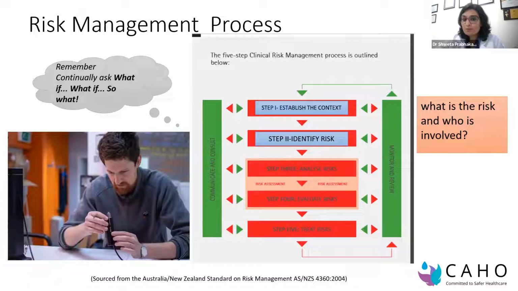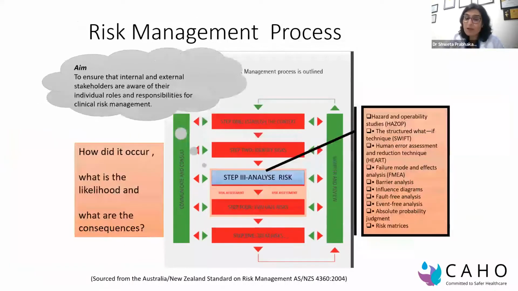So it's a 5-step process, very basic, but you have to establish the context: what are you doing, in what context you are identifying the risk, then identify the risk. It's very important that you keep on asking what if and what if. That would lead to your identification of various risk factors and who's involved and what is the risk, what is the level of risk. And then move on in the process of analyzing the risk.